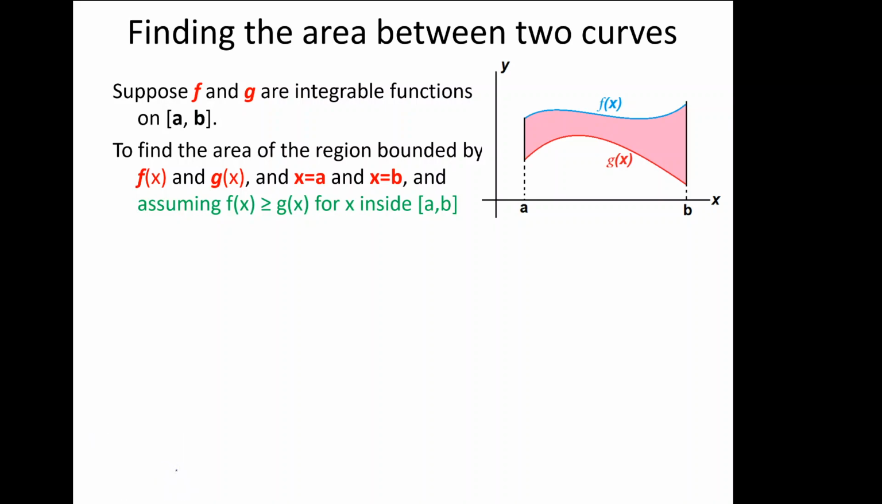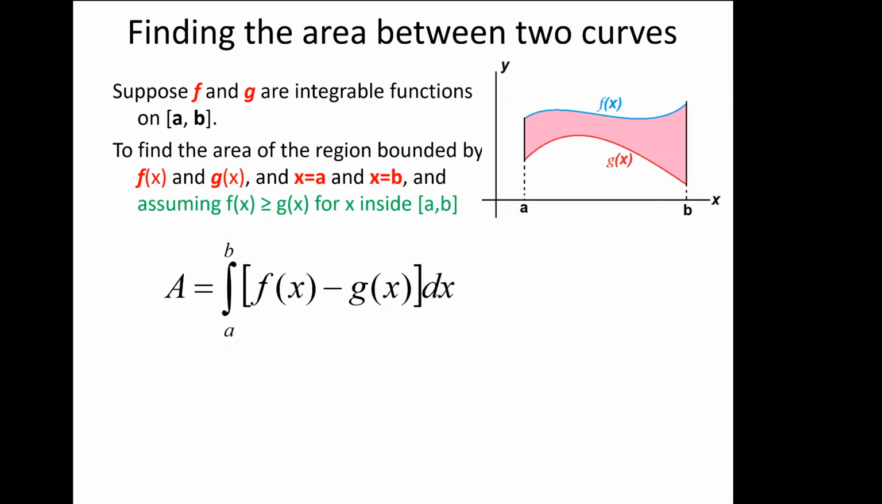Okay, so as a summary, we're going to suppose that f of x and g of x are functions that can be integrated. So that's what it means where it says that they are integrable functions. We want to find the area that's bounded by them, by f of x and g of x, from x equals a to x equals b. And if, here's the important part, why I was a little bit cautious in how I was describing things, if f of x is always above g of x between x equals a and x equals b, then we can write the area as the integral from a to b of f of x minus g of x.